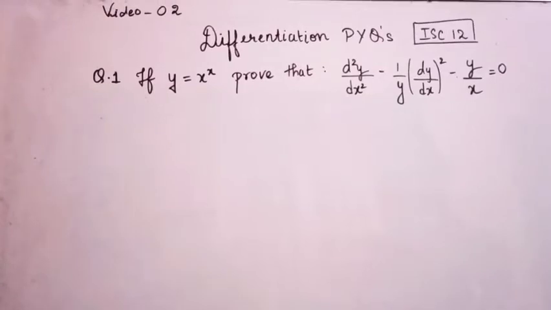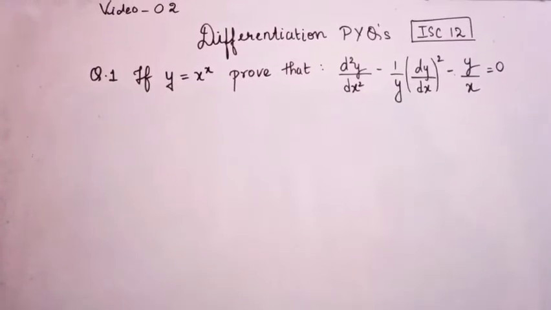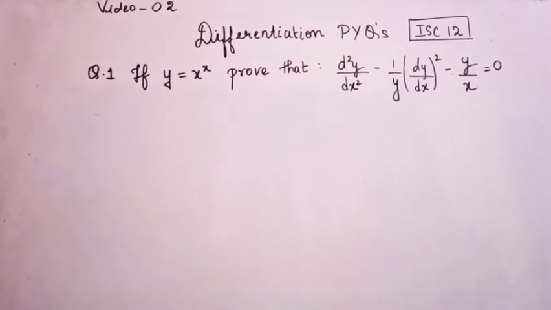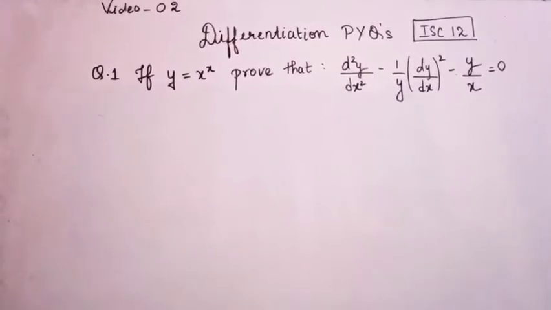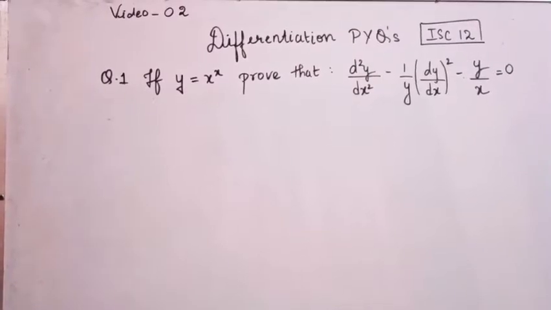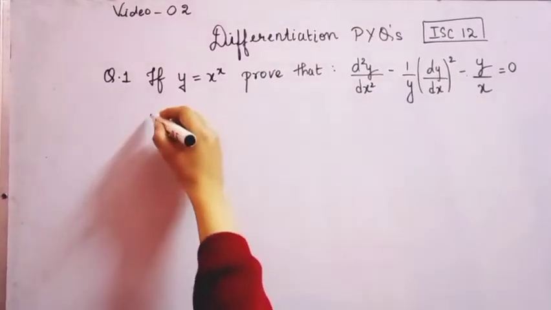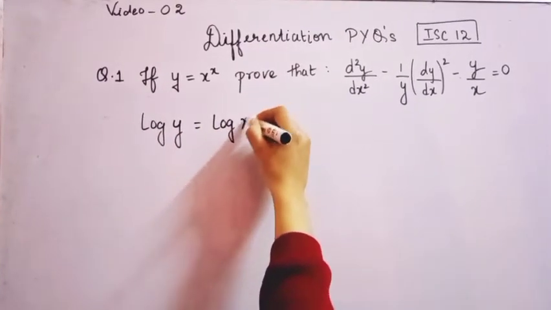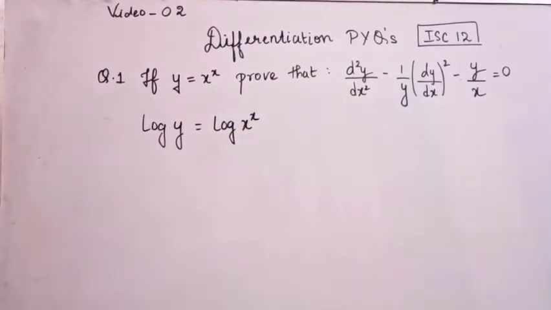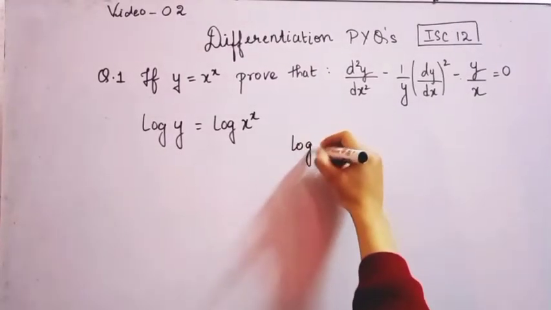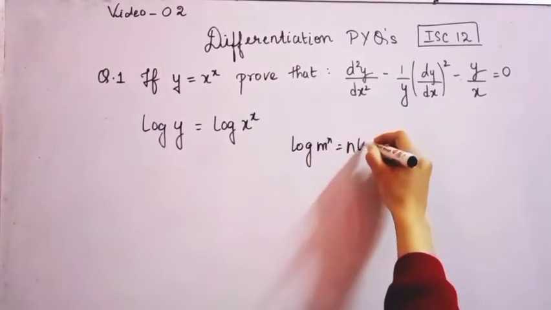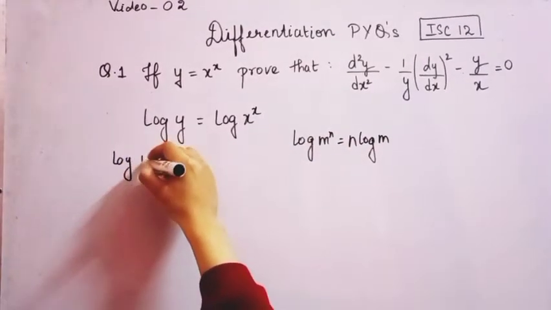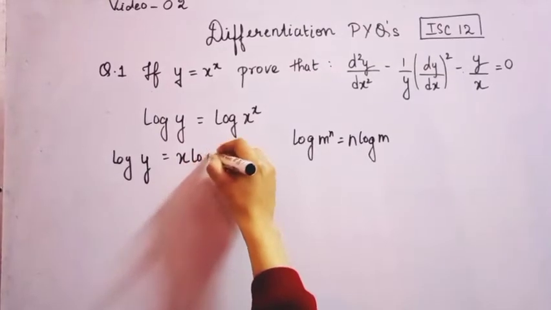If y equals x to the power x, prove that d2y by dx square minus 1 by y into (dy by dx) whole square minus y by x equals 0. The first thing is to take log on both sides. Taking log on both sides, we get log y equals log x to the power x. And as you know the property of log, that log m to the power n is equal to n log m. So the same is to be applied here. We get log y equals x log x.